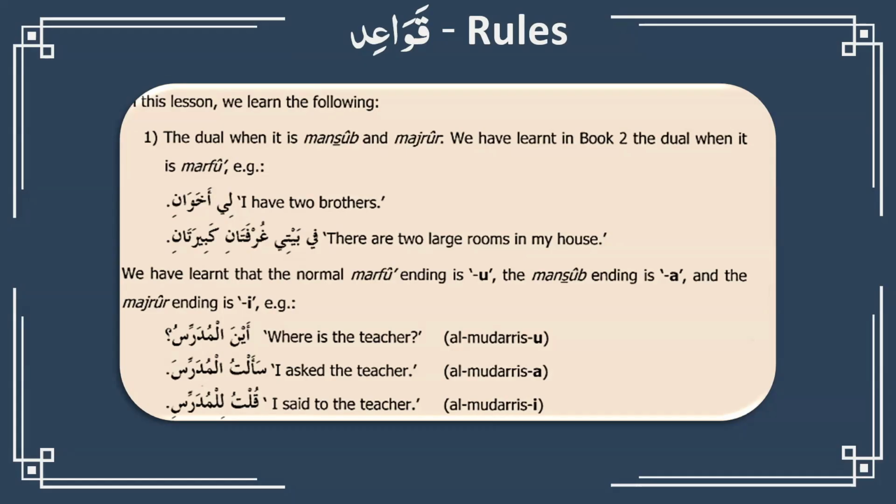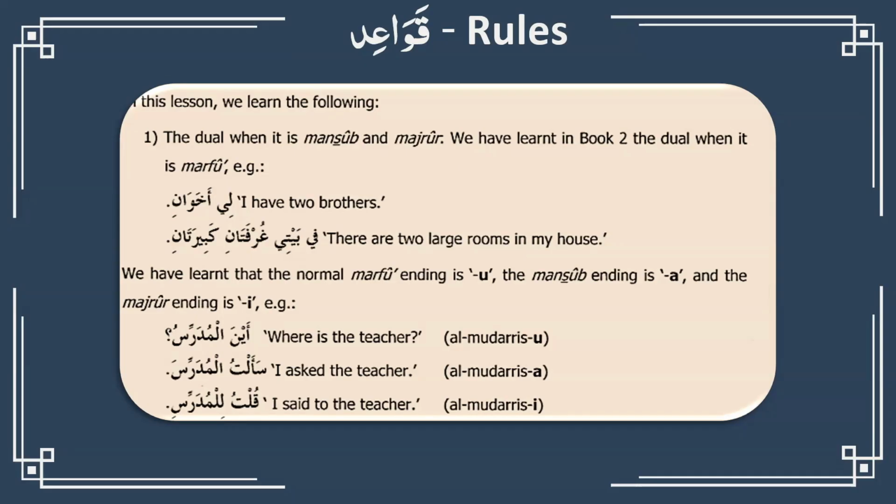So for example, when I say that I have 2 brothers, then the dual will be marfu, so li ikhwani. And when I say there are 2 large rooms in my house, I'll say fi bayti ghurfatani kabiratani. We also learned that the normal marfu ending is always u, the mansoob ending is always a, and the majroor ending is e. So marfu, which is the normal way, always ends with a u. Mansoob will end with the a sound, and the majroor will end with the e sound.